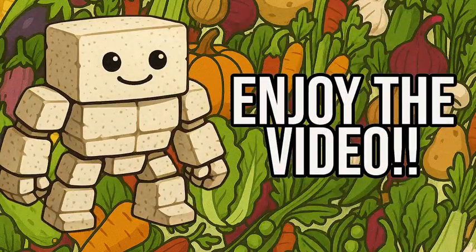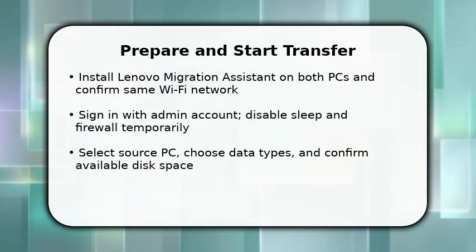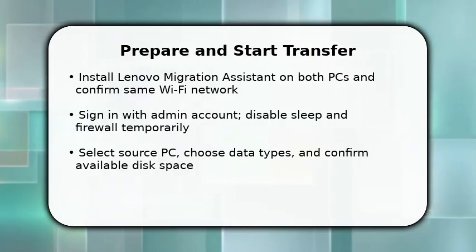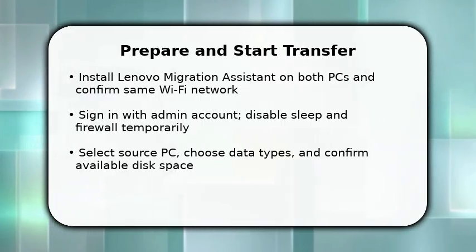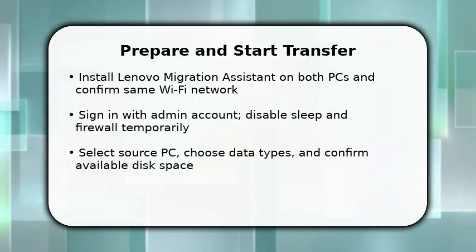Please enjoy the video. You start by installing Lenovo Migration Assistant on both machines and launching it as an administrator. Connect both devices to the same Wi-Fi network. Wired Ethernet can be faster. Once done, disable sleep and temporarily loosen firewall rules so the apps can see each other.